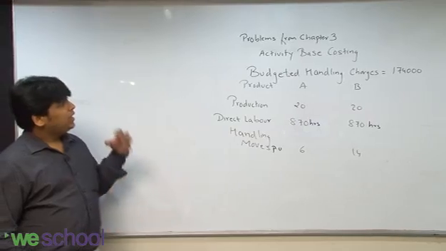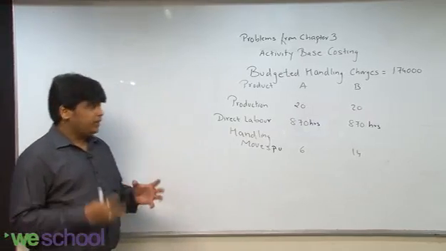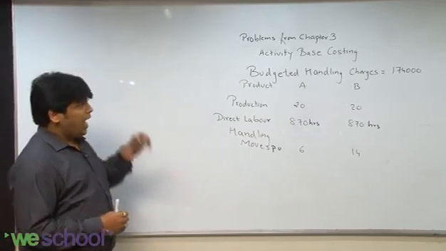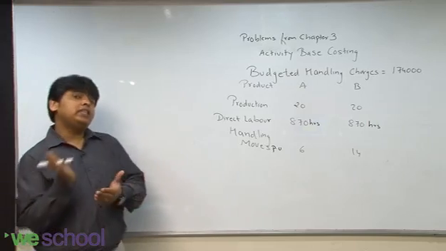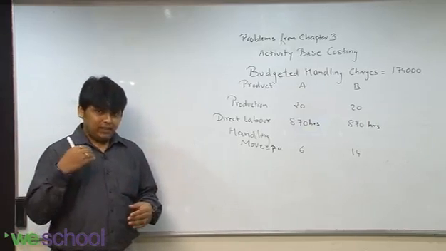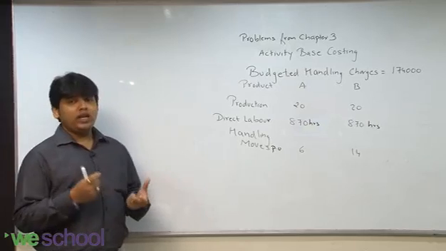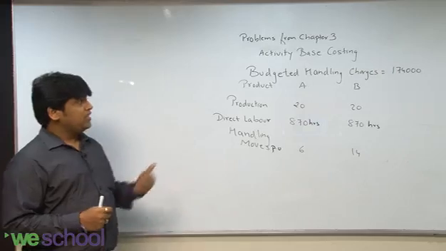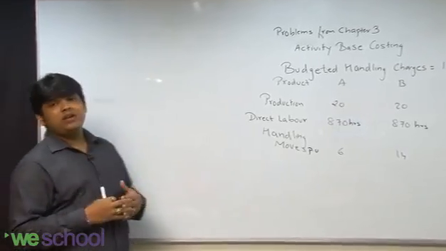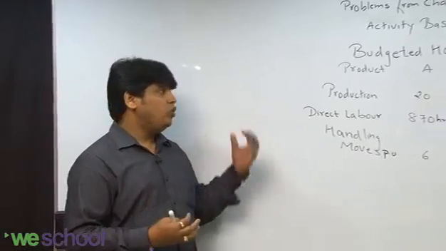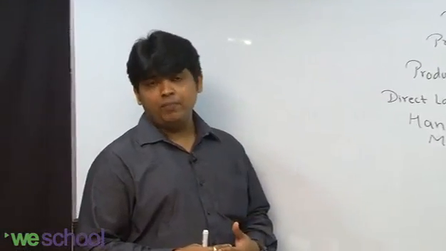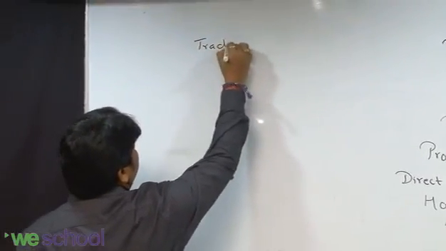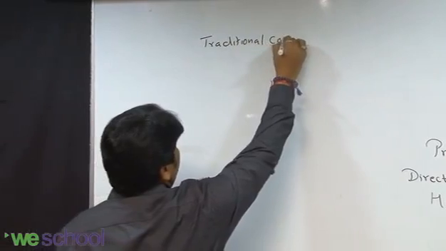Now friends, let us understand the activity based costing method calculation as well as the traditional costing method calculation with the help of this problem. I am doing this sum first with the traditional costing method, and I will let you know how the calculation goes and what the cost per unit will be. In this example, budgeted handling charges are 1,74,000. I have to charge them to both the activities A and B. Now how is it calculated? First I am going with the traditional costing method.